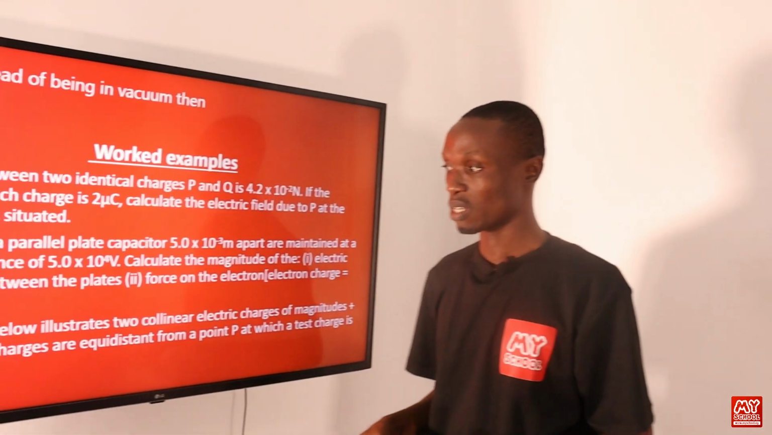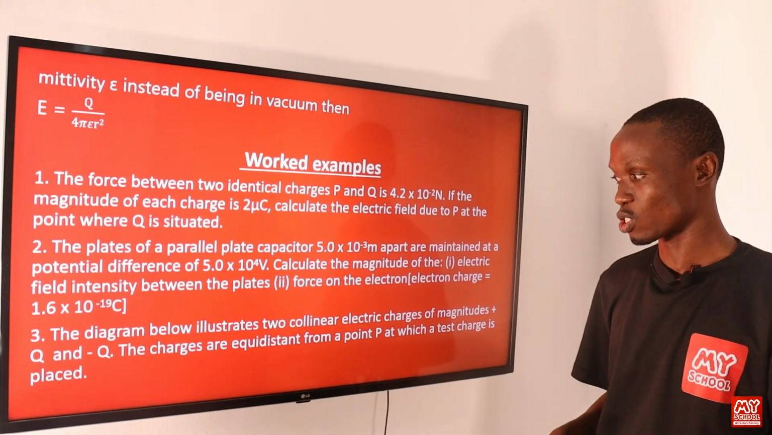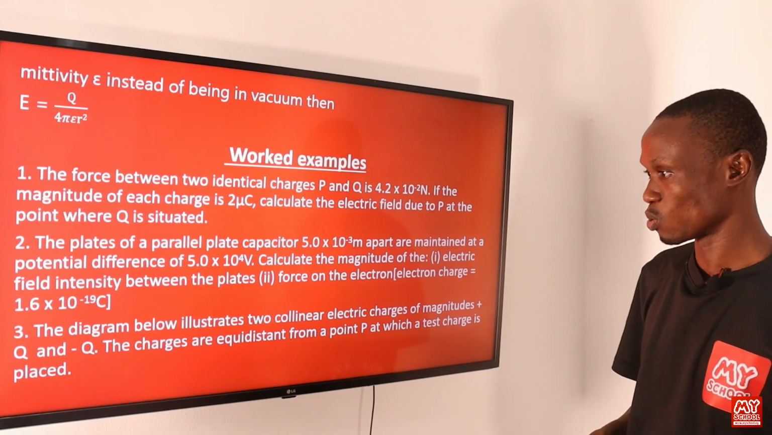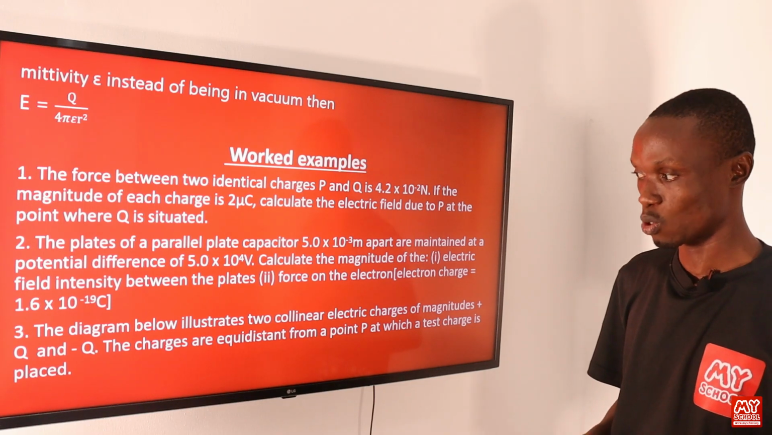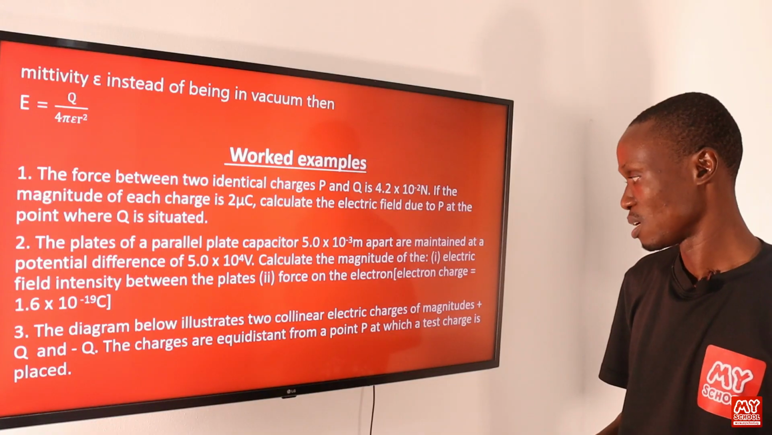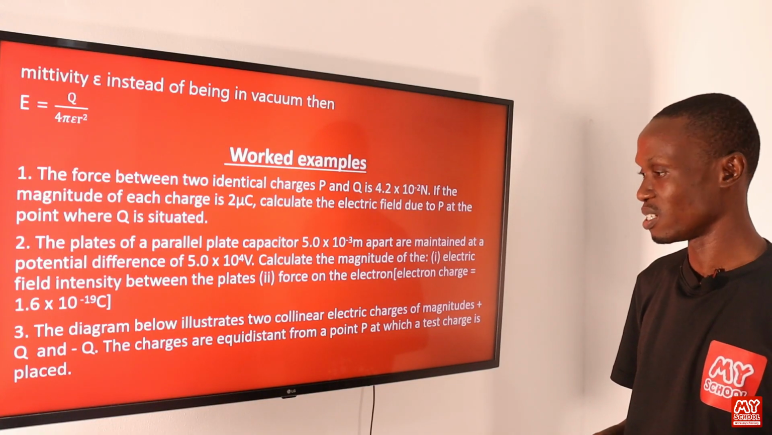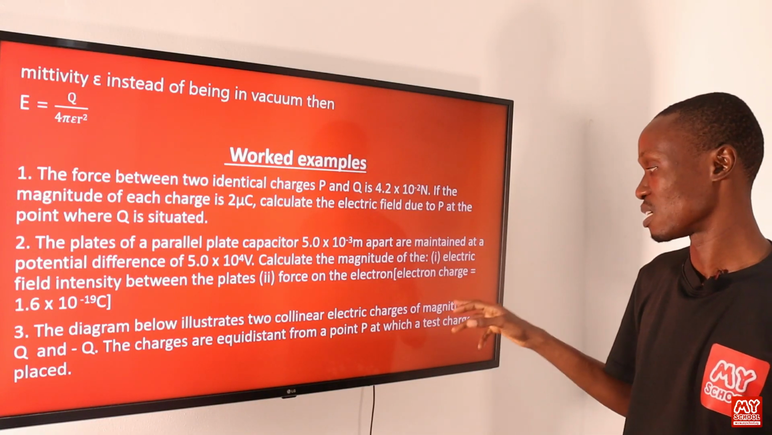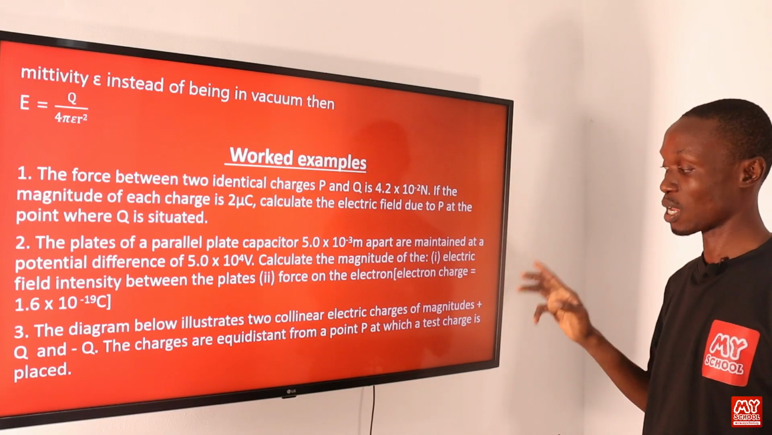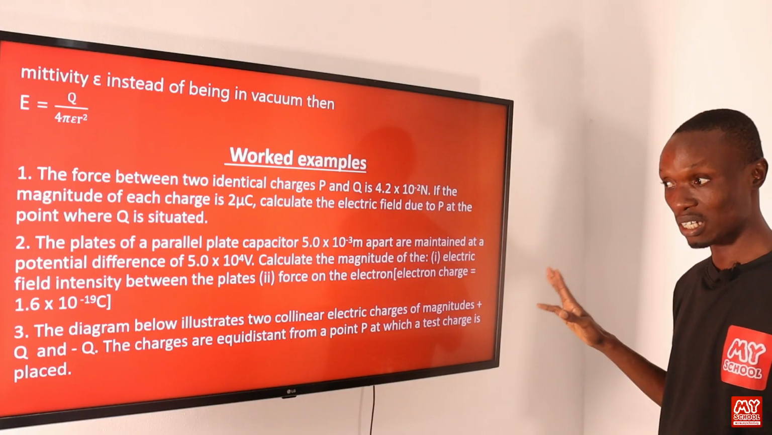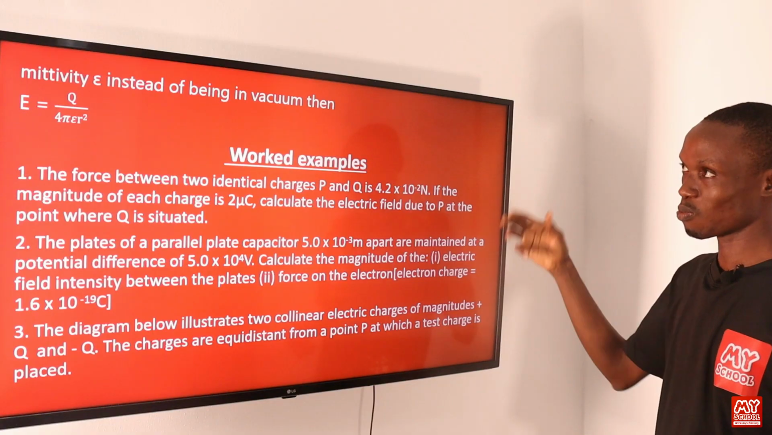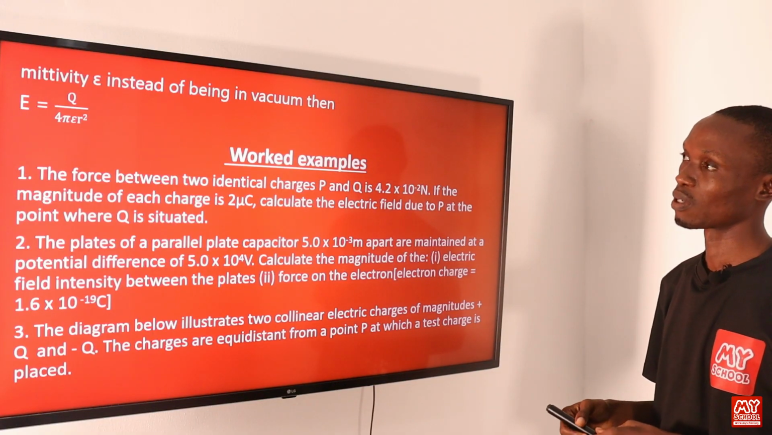Okay, so for example 3, the diagram below illustrates two collinear electric charges of magnitude plus Q and minus Q. The charges are equidistant from a point P at which a test charge is placed. Remember that a test charge is a positive small charge, and that charge is vanishingly small or infinitesimally small. So let's move to the next slide to see the diagram.